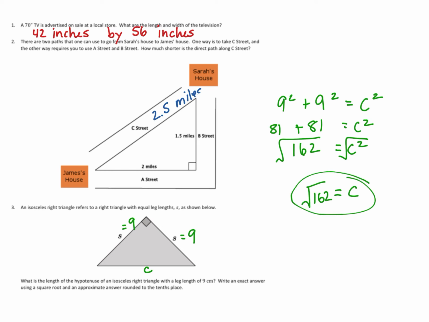Your approximate answer, rounded to the nearest tenths place, means to keep only one decimal spot. So if you do the square root of 162, it's 12.727, but you only keep one decimal, so 12.7, and after the 7 we get a 2, but that just leaves the 7 as it is. So approximately 12.7 centimeters.